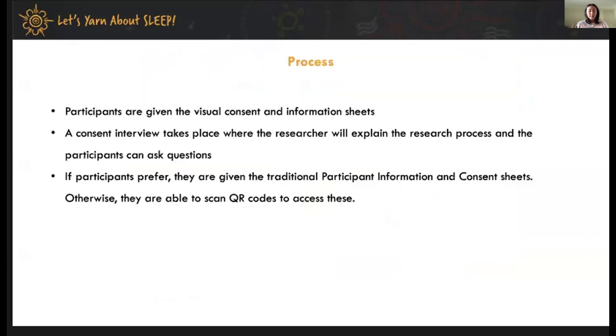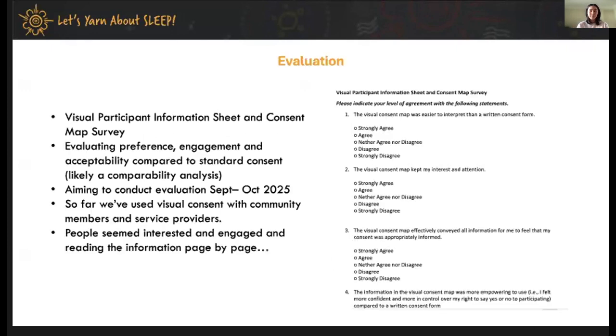So part of the process and how we use these maps is that the researchers give the consent and information sheets over to the participants, and then a consent interview takes place where the researcher will go through the document with the participant, and any questions that they have will be answered conversationally. And if participants prefer, they can ask for a physical copy of the participant information and consent sheets. So again, the traditional kind of format of it. So these are accessible, or if they prefer the digital copies, they can scan the QR forms.